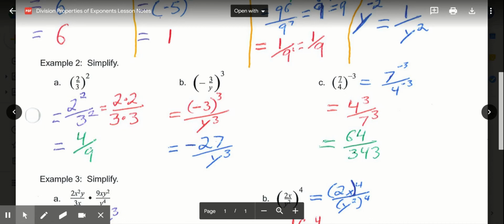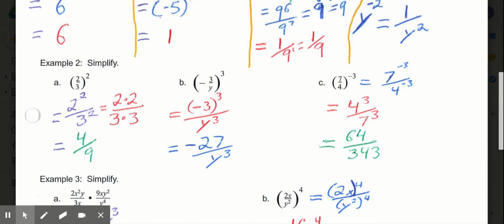In B, negative is inside the parentheses, so I can apply it to the 3 or to the y, not to both. So I applied it to the 3. So on top, we'd have negative 3 to the 3rd power over y cubed. Negative 3 to the 3rd power is a negative 27 over y cubed.